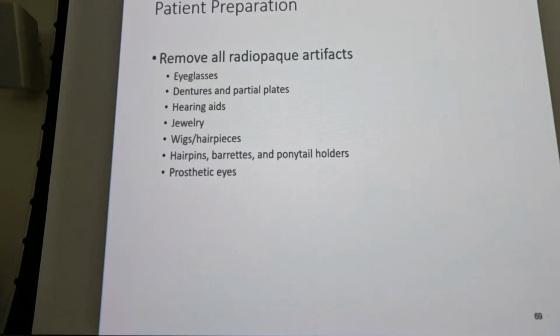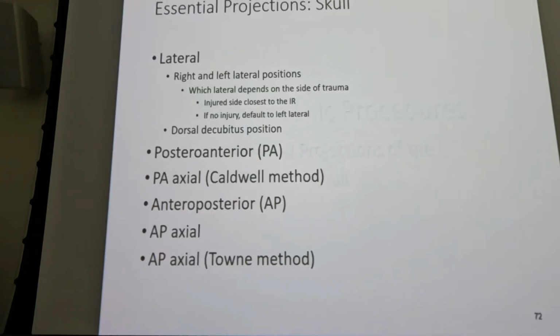So radiation protection, we already talked about. Any kind of artifacts, remove them. Eyeglasses, removable teeth, removable eyes. You know, if a patient has a glass eye, you're going to know immediately. Hearing aids, jewelry, wigs and hair pieces, weaves have pins in them for miles. They have a ton of pins. Ponytail holders, prosthetic eyes, the hair clippies, all that stuff needs to come off of the patient if the patient will allow it. So our central projections are going to be lateral.